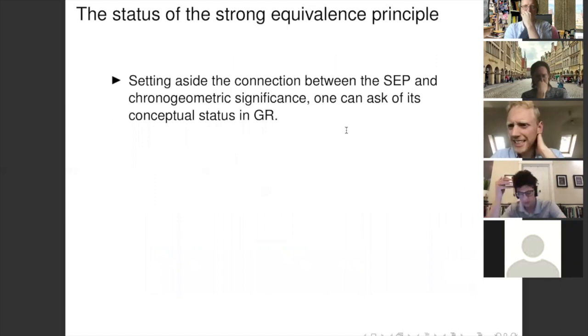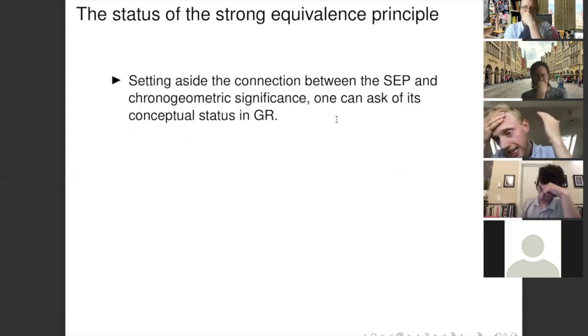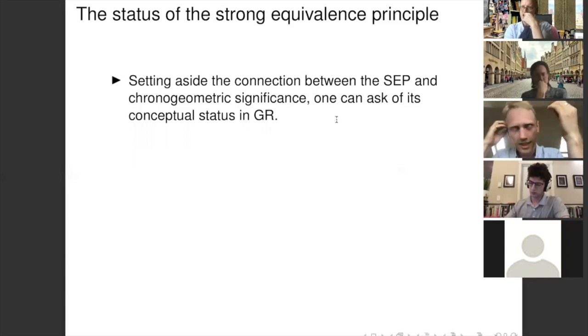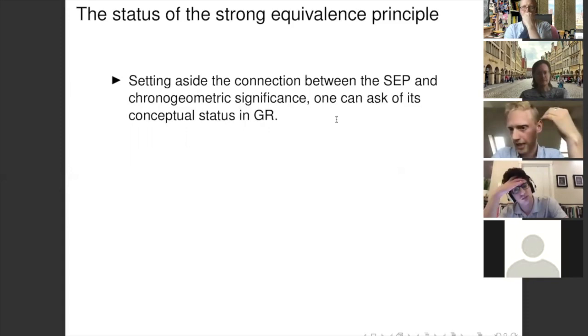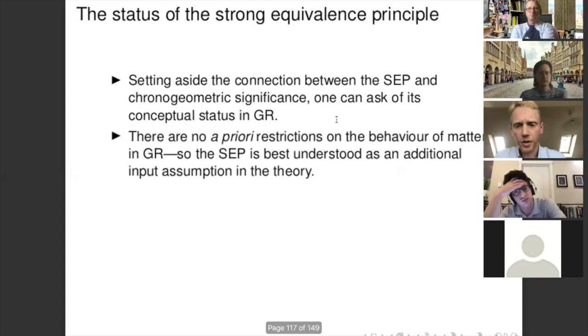So is this something which we get for free in general relativity, or is it something which is an additional input assumption in the theory? Well, if I start off with general relativity being the stipulation that I have a manifold and I have a Lorentzian metric field living on that manifold, and the dynamics of that Lorentzian metric is governed by the Einstein field equations, just with those details, it could still be the case that I have matter fields which obey different dynamical symmetries, which have different dynamical laws, and which in particular don't satisfy the strong equivalence principle.